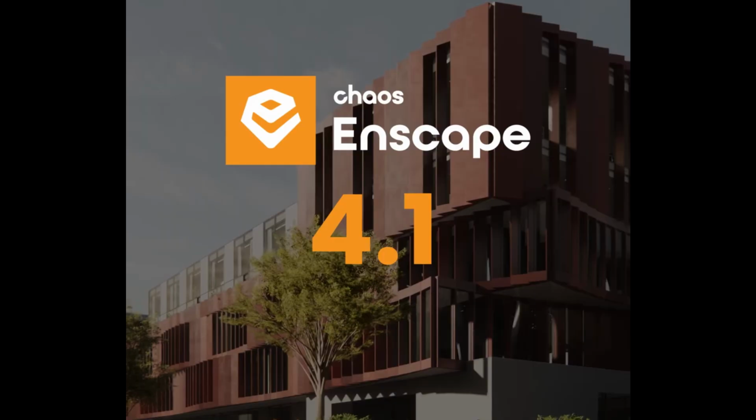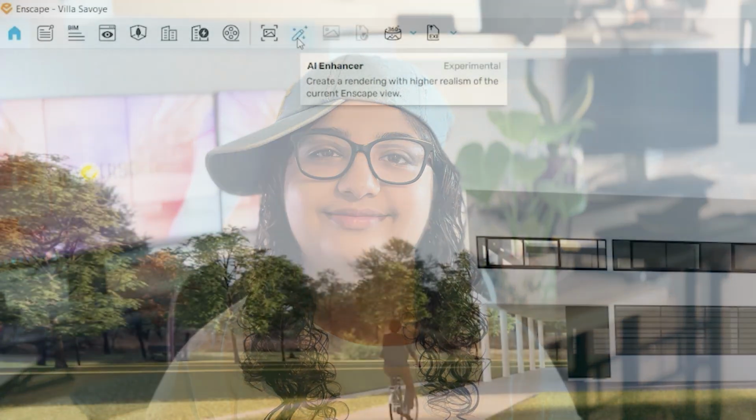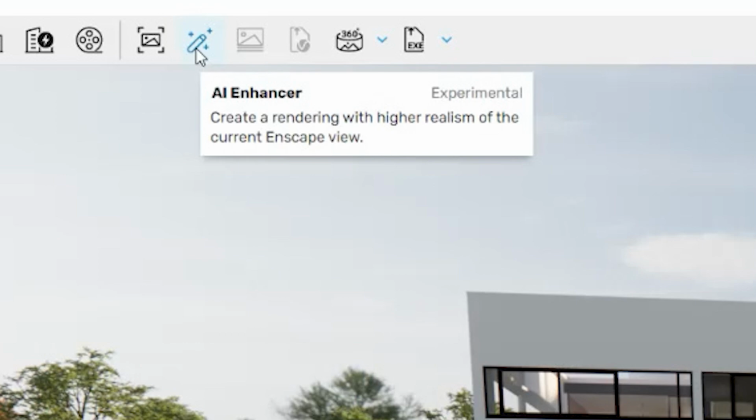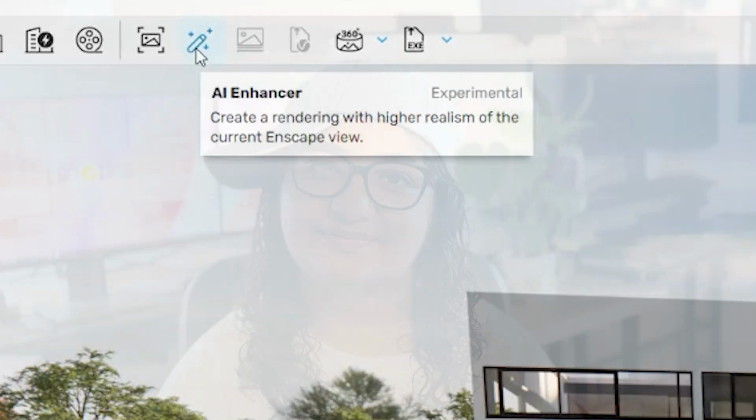Heads up guys, the Enscape 4.1 version is already out. What I love most about this version is the AI Enhancer. What does the AI Enhancer do?